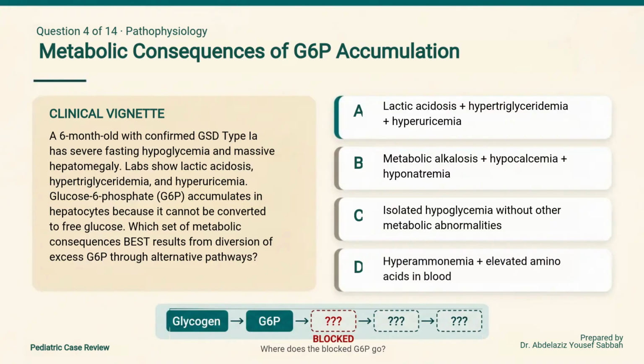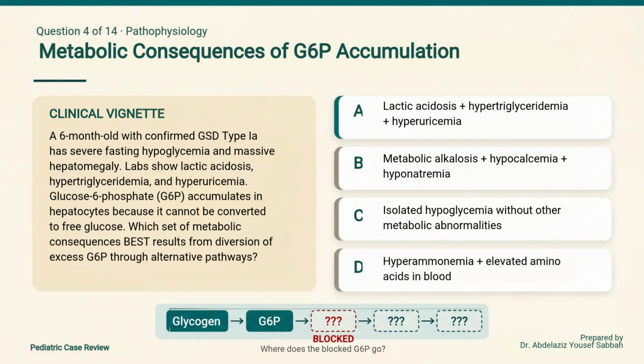Question 4. A 6-month-old with confirmed glycogen storage disease type 1A has severe fasting hypoglycemia and massive hepatomegaly. Labs show lactic acidosis, hypertriglyceridemia, and hyperuricemia. Glucose-6-phosphate accumulates in hepatocytes because it cannot be converted to free glucose. Which set of metabolic consequences best results from diversion of excess glucose 6-phosphate through alternative pathways? Option A, lactic acidosis, hypertriglyceridemia, and hyperuricemia.